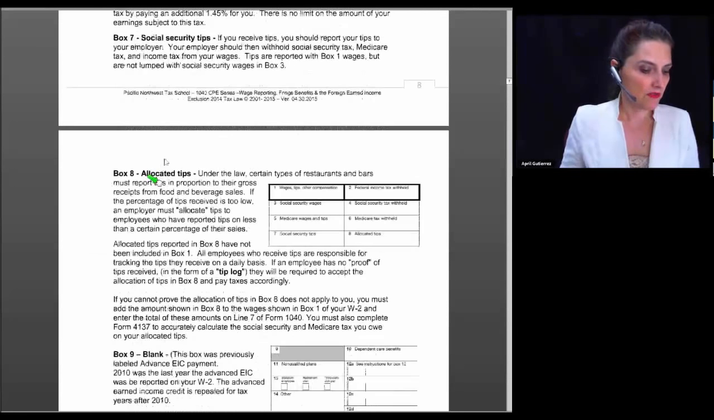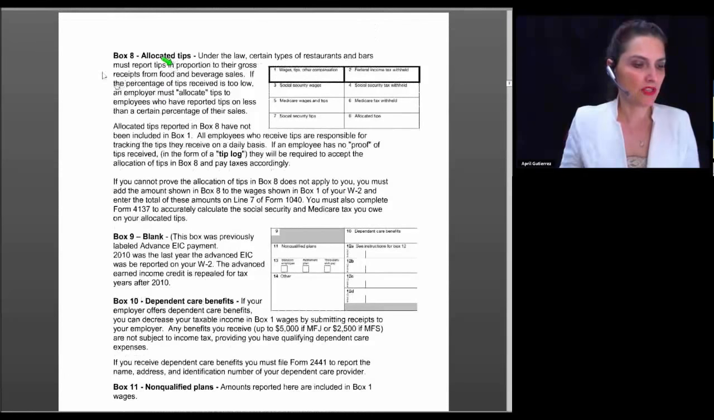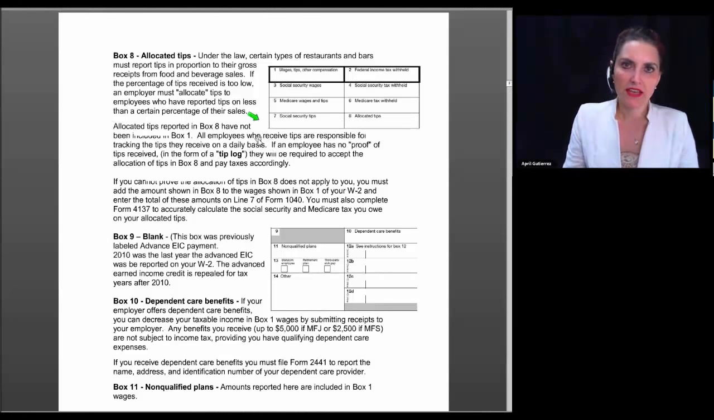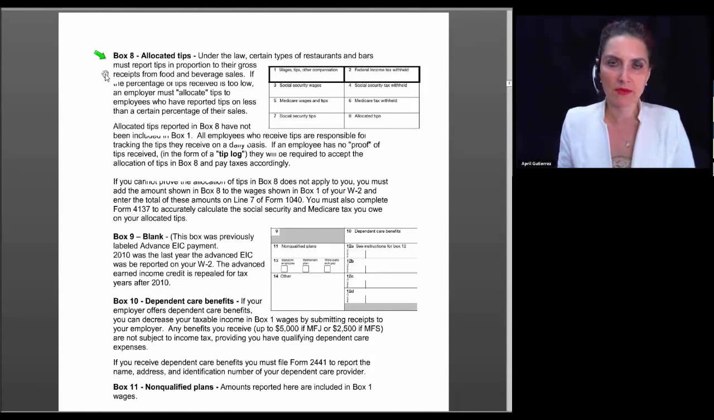All right, so let's move on now to the next box I'm going to look at, which is box 8, allocated tips. It's this one right here. And actually, while we're at it, we may as well be talking about box 7, Social Security tips. Tips are a funny one. I don't run across a terrible number of people who have tips or allocated tips, but when you do run across them, you should know what to do.